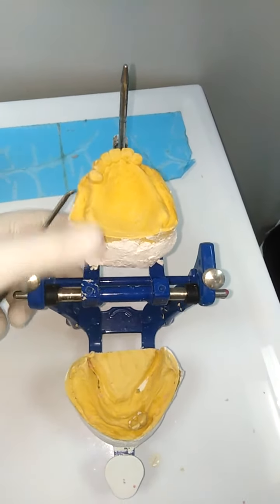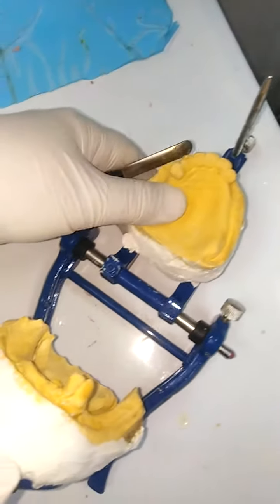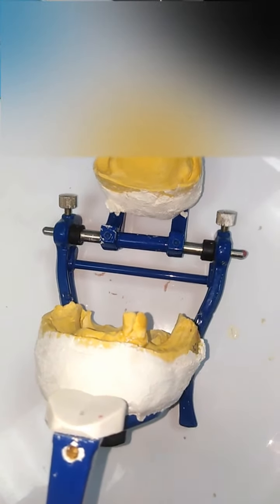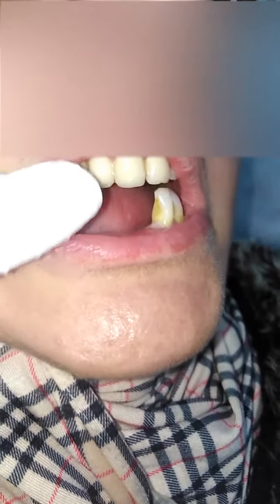Usually we go and record what we have inside the patient's mouth. So I'm going to go to the patient's mouth and see her bite clinically. Okay, this is the bite intraorally.